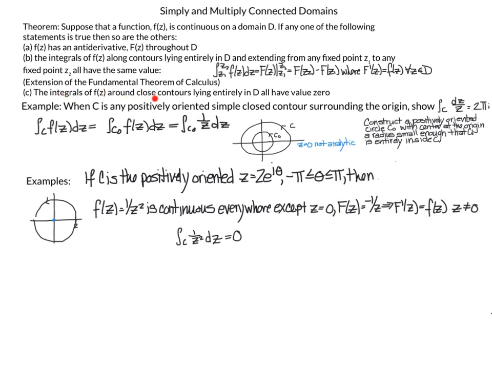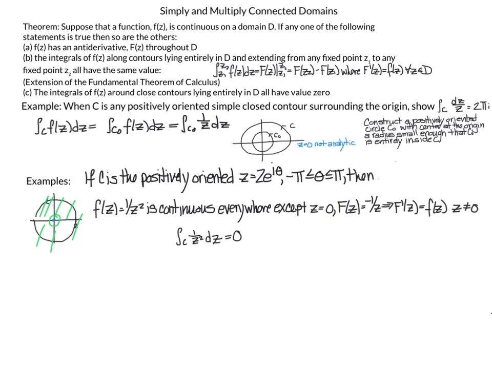Then the integrals around closed contours all have lying entirely in the domain, and in this case, the curve lies entirely in the domain because essentially the domain is everywhere except at this one point. So there's that little hole at z equals 0, but the curve lies entirely in the domain. So we can use this theorem.